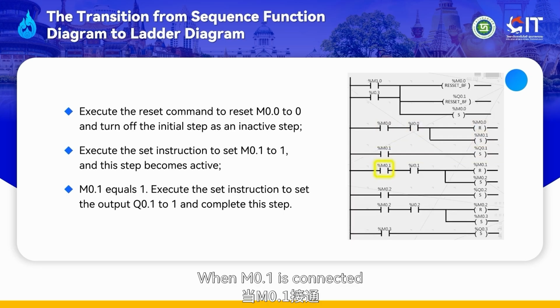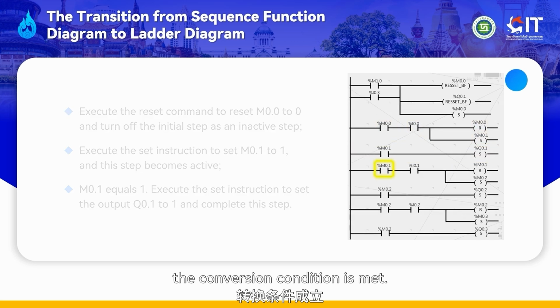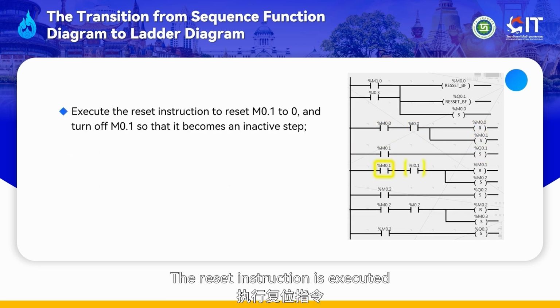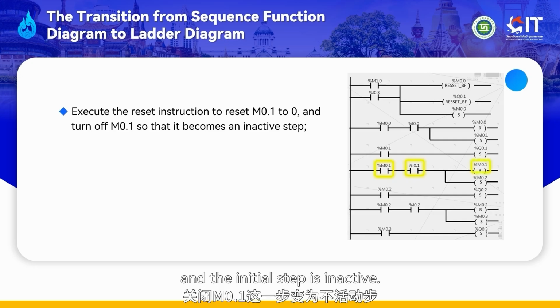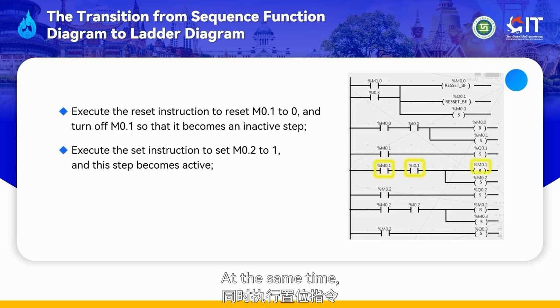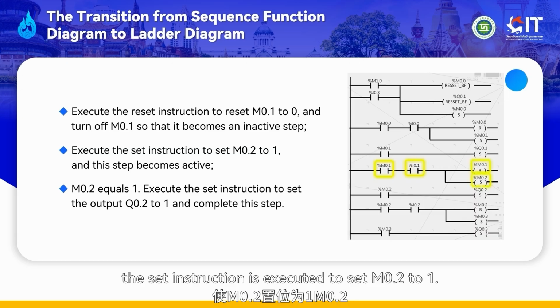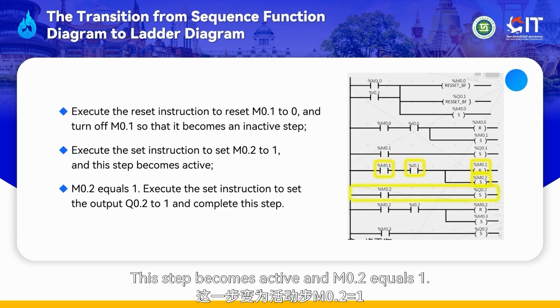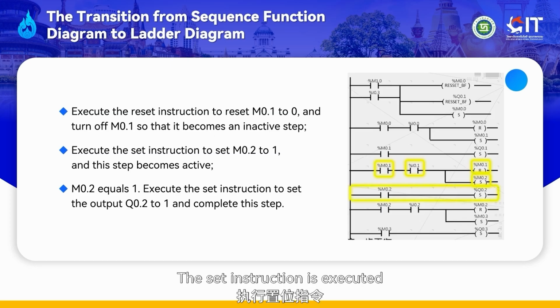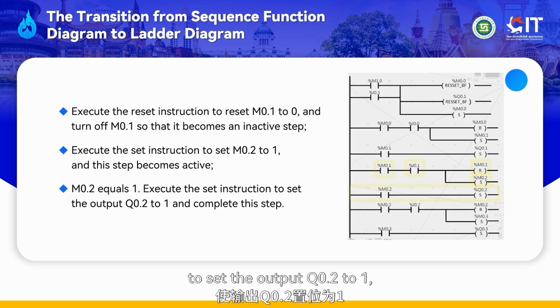When M0.1 is connected and pressing the start button, SB2 corresponds to I0.1 being connected, the conversion condition is met. The reset instruction is executed to reset M0.1 to 0, and the step is inactive. At the same time, the set instruction is executed to set M0.2 to 1. This step becomes active and M0.2 equals 1. The set instruction is executed to set the output Q0.2 to 1, completing the work of this step.